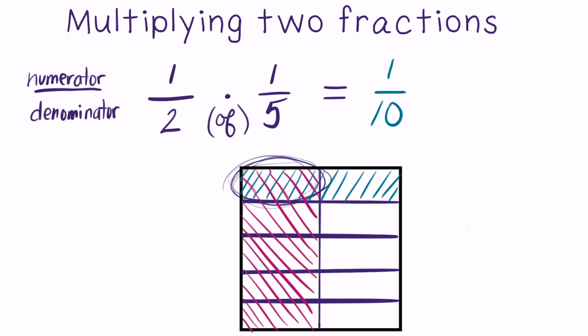And as you can see, this visual represents the answer that we arrived at, 1/10. 1/2 times 1/5 equals 1/10. 1/2 of 1/5 is 1/10. Let's practice multiplying two fractions using a couple of other examples.